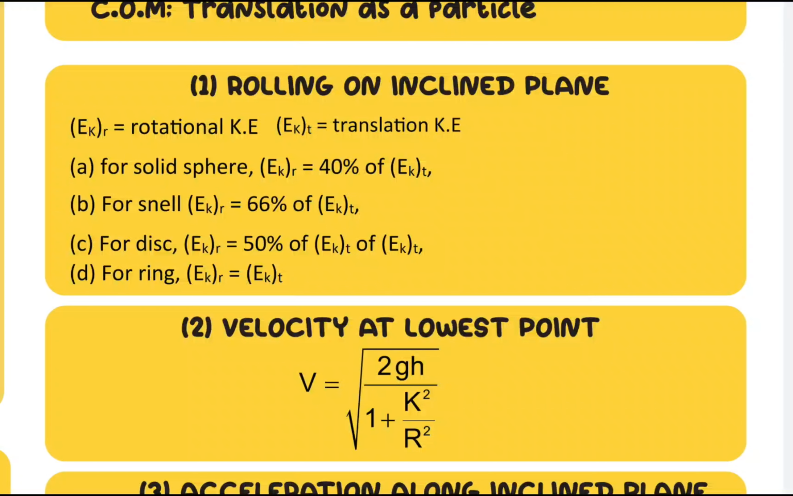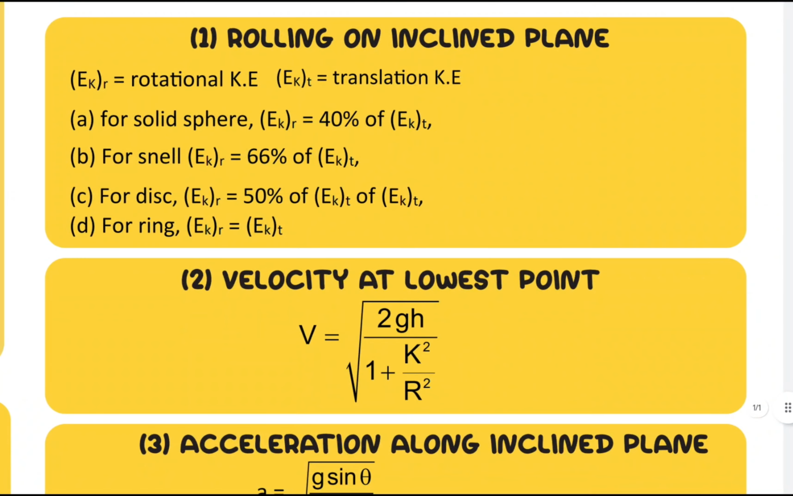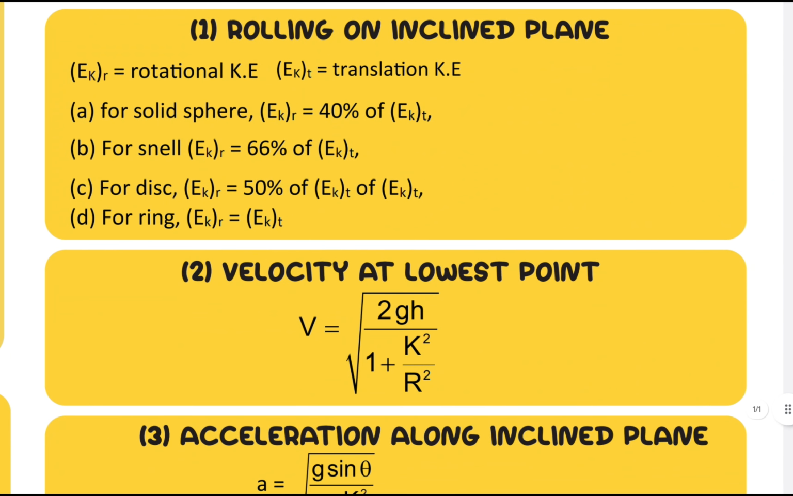For a solid sphere, rotational kinetic energy is equal to 40% of translational kinetic energy. For a shell, rotational kinetic energy is equal to 66% of translational kinetic energy. For a disk, rotational kinetic energy is equal to 50% of translational kinetic energy. For a ring, rotational kinetic energy is equal to translational kinetic energy.